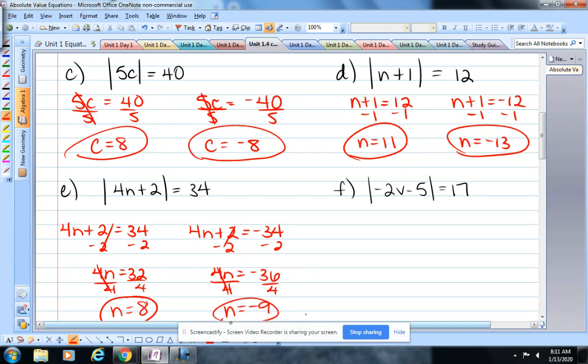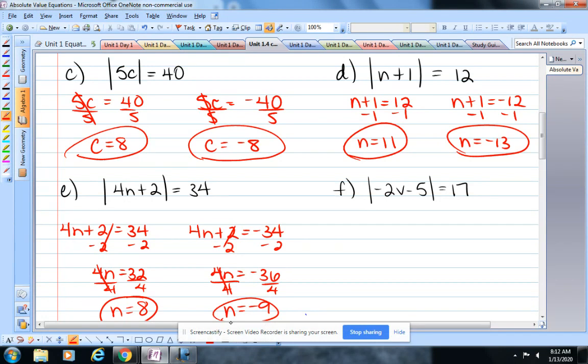Do y'all see how, since the left side of the equations are the same for both, you're going to be doing the same mathematical steps? You're just going to get different numbers over here on the right. Do y'all see that? And again, we can check it. 4 times 8 is 32 plus 2 is 34. The absolute value of 34 equals 34. And then we plug in negative 9. That's going to be negative 36 plus 2 is negative 34. Absolute value of negative 34 is positive 34. Very good.